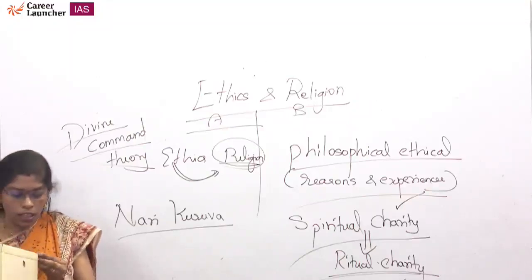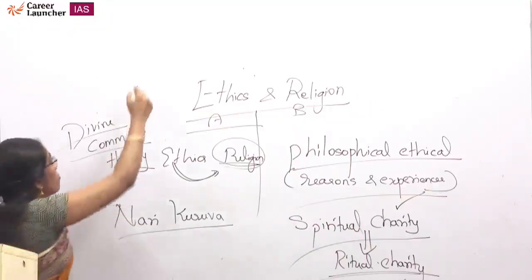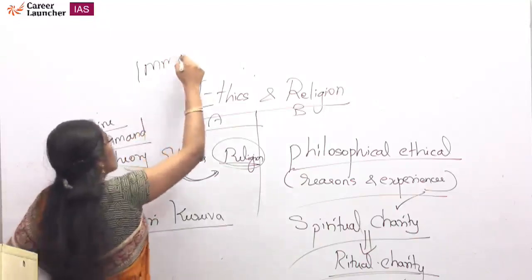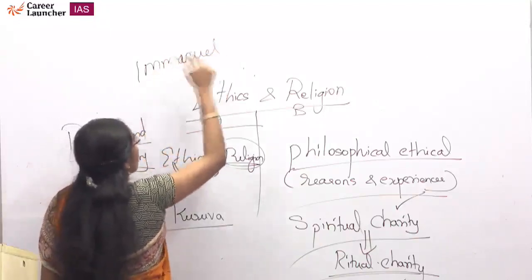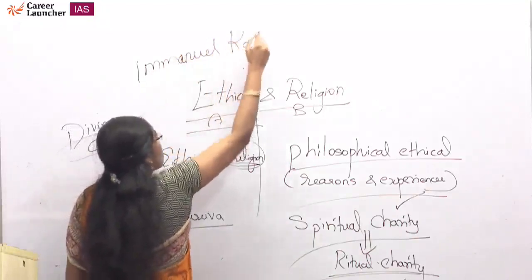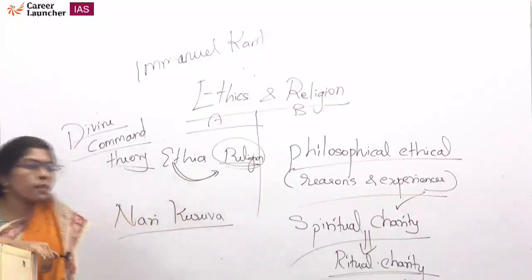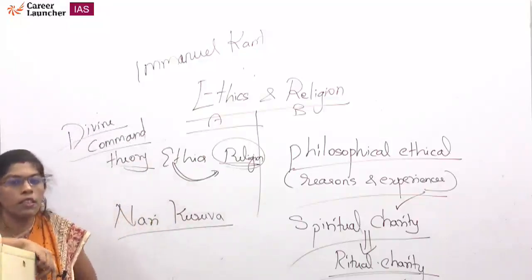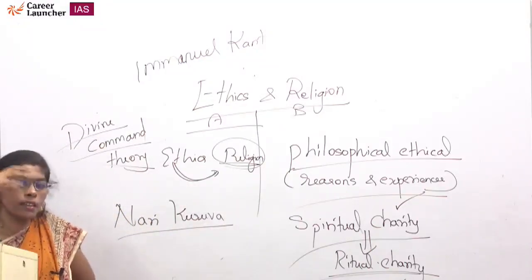With ethics and religion, philosophers like Immanuel Kant are very important. Whenever you are writing about ethics, you should not forget about him. Immanuel Kant said that God is the basic necessity of ethics. That means religion is the basic necessity of ethics. From religion only, ethics is derived.